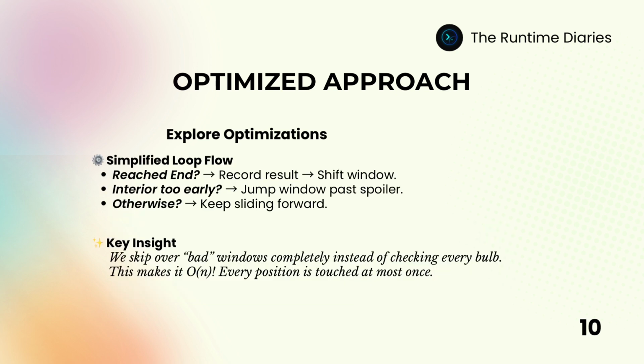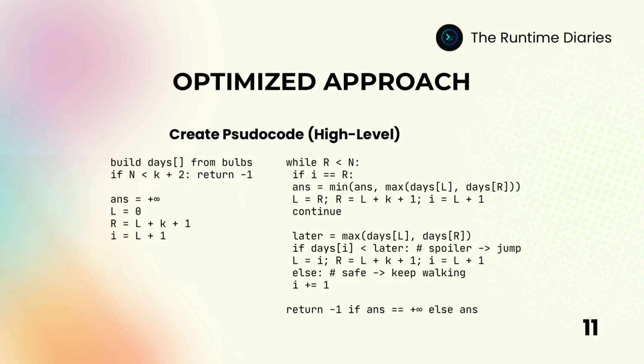Now think of max of days of L and days of R as the latest day the two ends turn on. If any house in the middle turns on earlier than that day, it spoils the gap. It's no longer empty. When that happens, we don't just move forward by 1. We jump our window ahead so that the spoiler becomes the new left bulb. This skips tons of unnecessary checks.